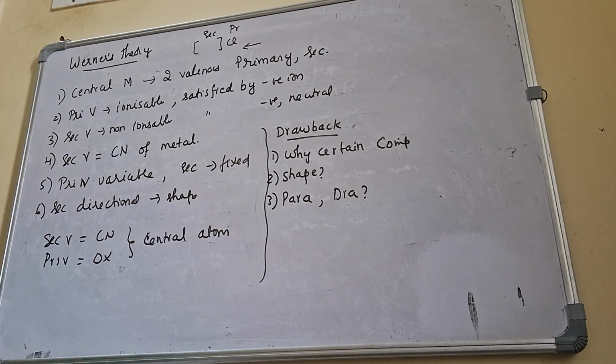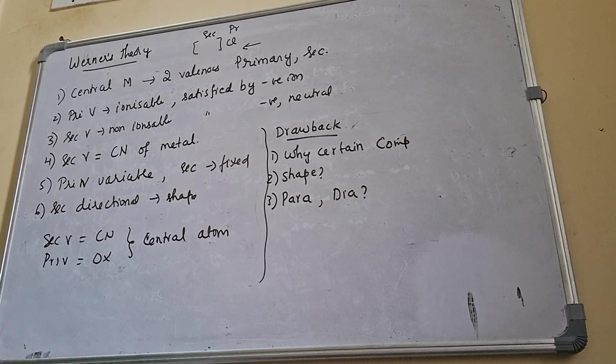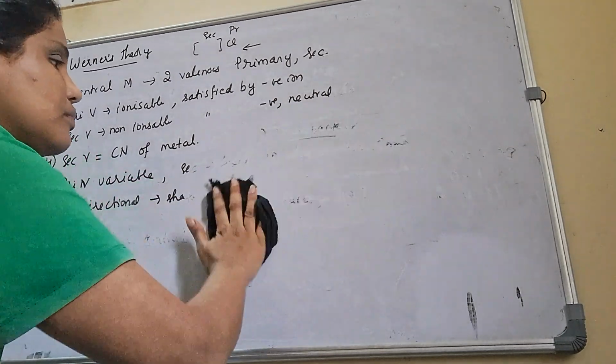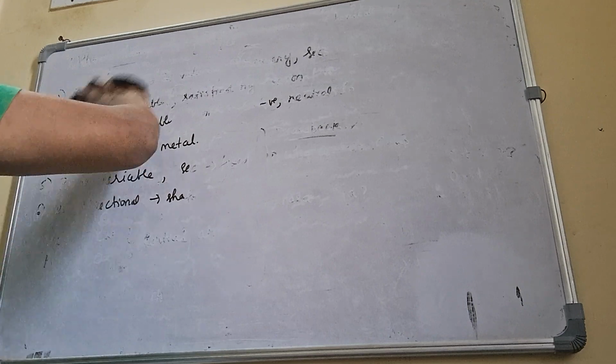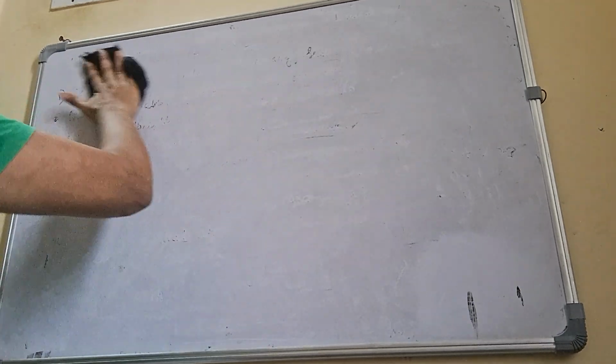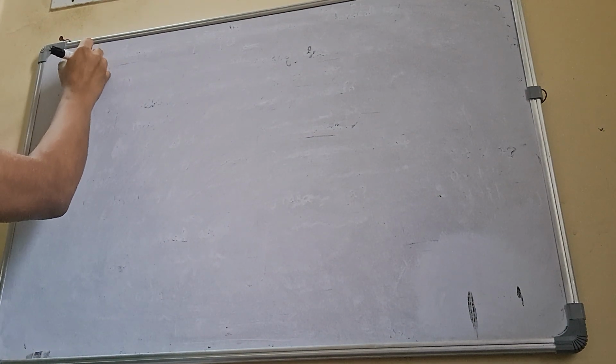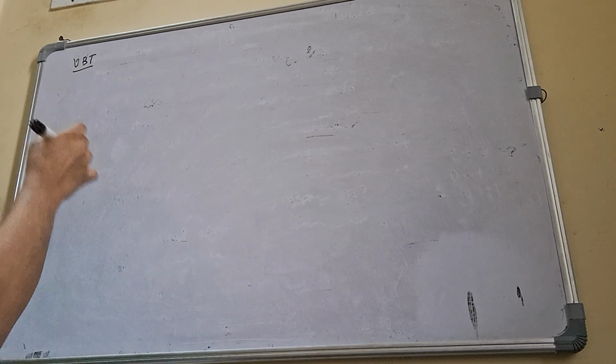Okay, so moving forward, the next theory which we need to know, which was an improvement over Werner's theory, was the VBT, valence bond theory. Okay, so let us understand the points of VBT. VBT is based on some assumptions.